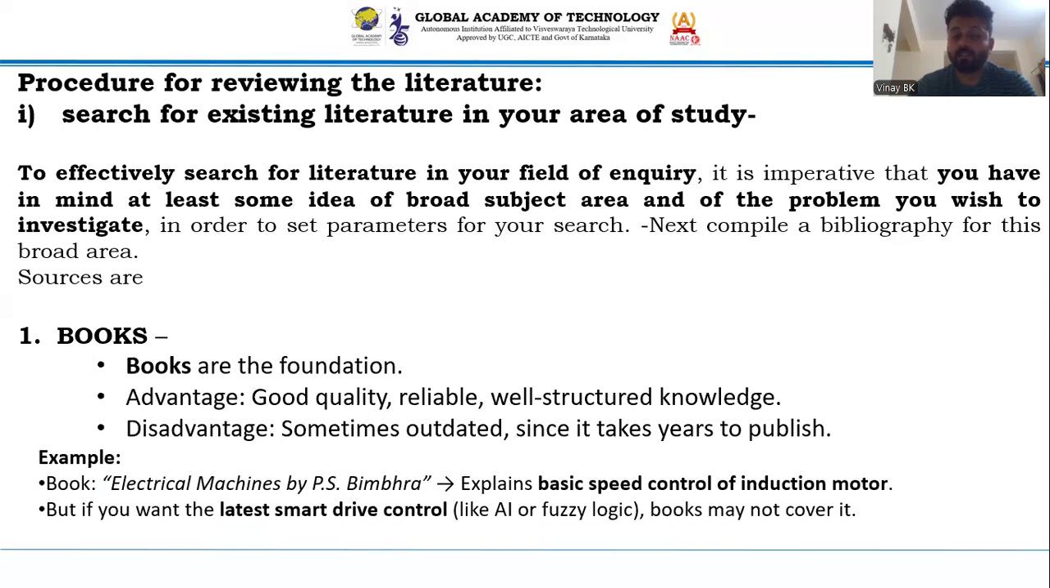For example, if we consider Electrical Machines by P.S. Bimbhra, it explains basic speed control of induction motor, but if you want the latest smart drive control, that may not be covered in a book.